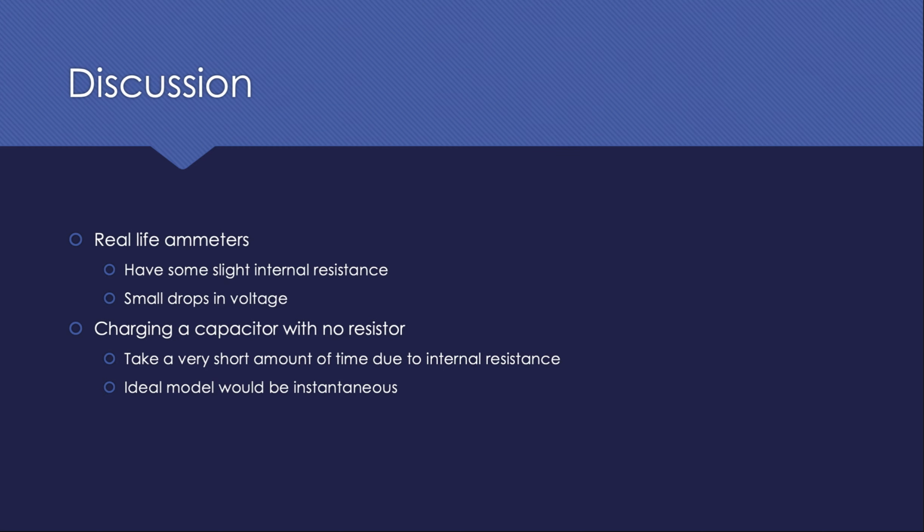In a real-life circuit, ammeters would have slight internal resistance that would cause small drops in voltage, but this does not happen in the idealized simulator, since all the ammeters have an internal resistance of 0.